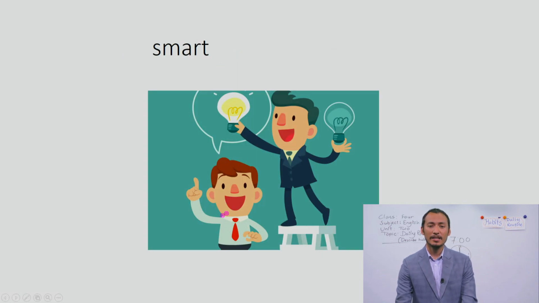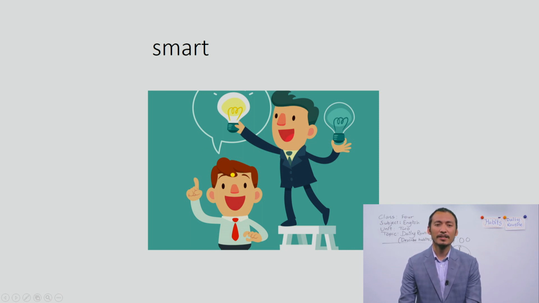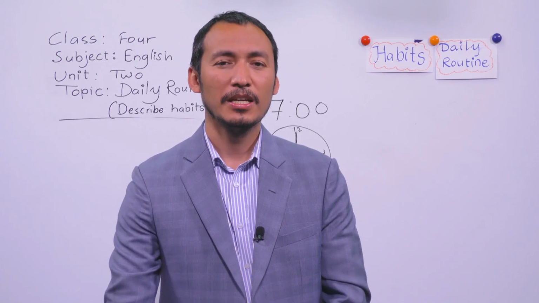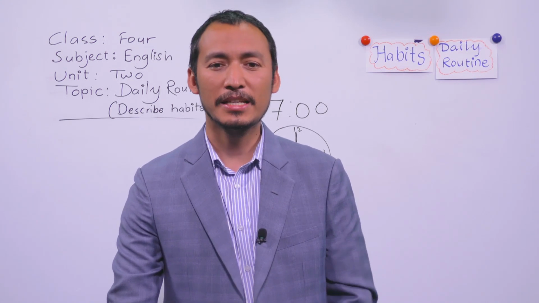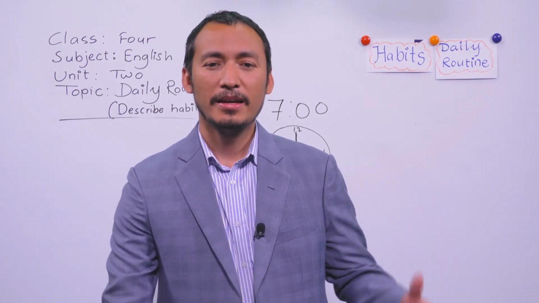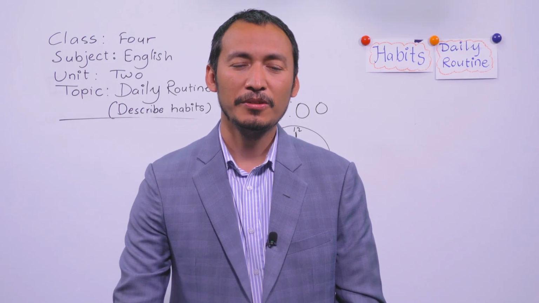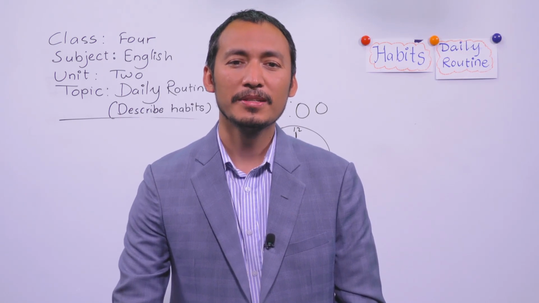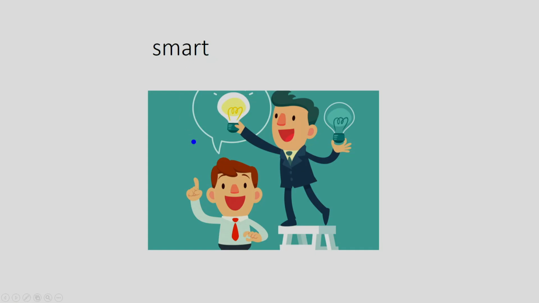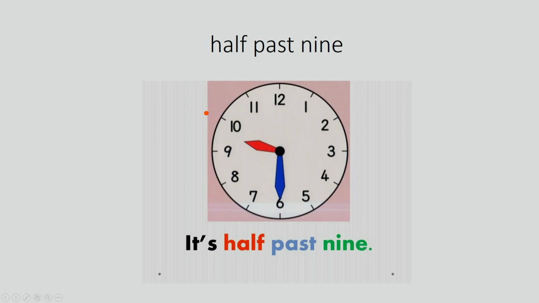Okay, let's see another picture. Smart. Yes. The boy looks smart, right? He has got ideas. So, if you also learn many things, you get smart, right? If you have knowledge, if you have read books, you get ideas, knowledge, and you are very active, and you know many things. That makes you smart. All right, that's the meaning.